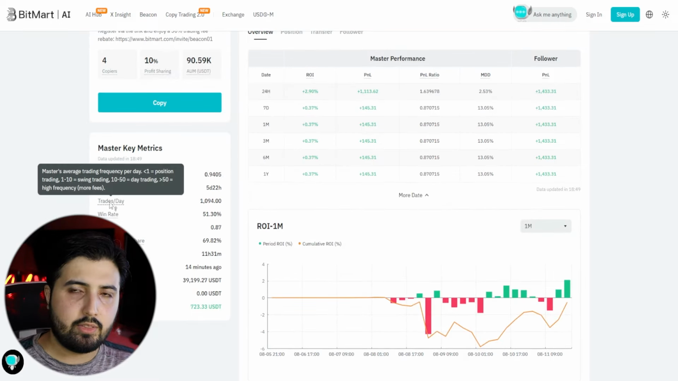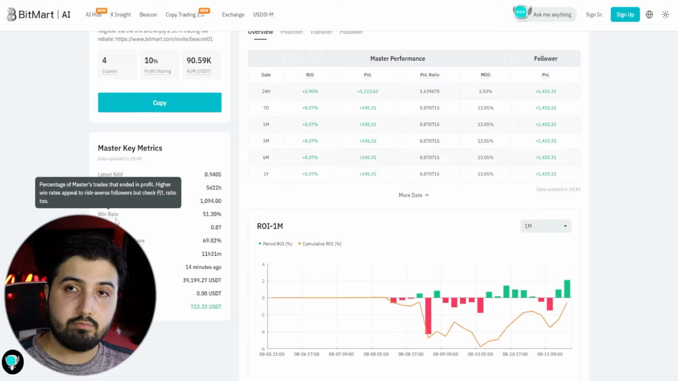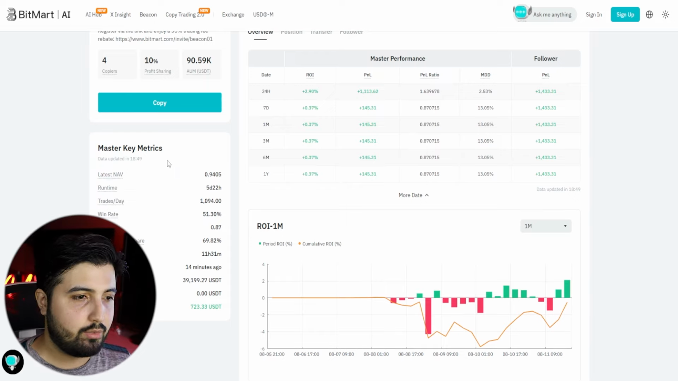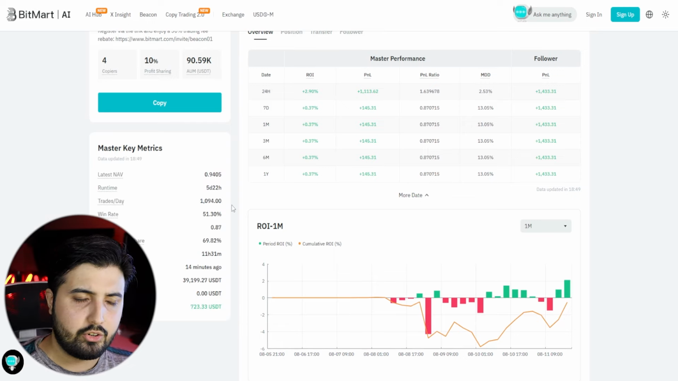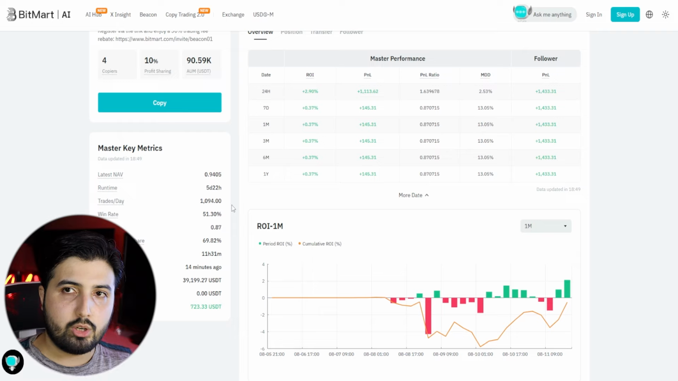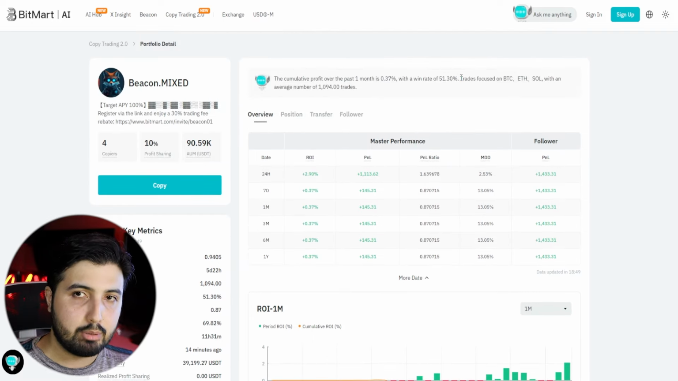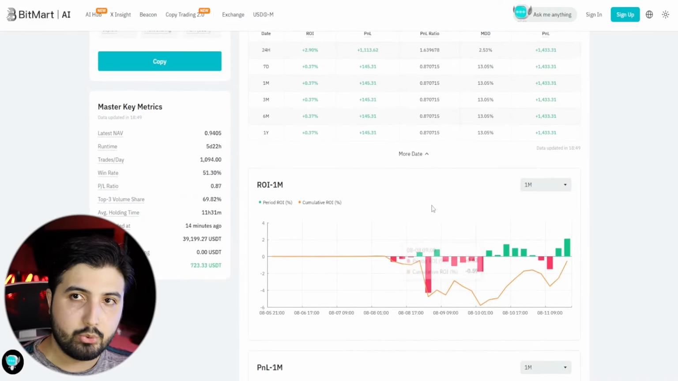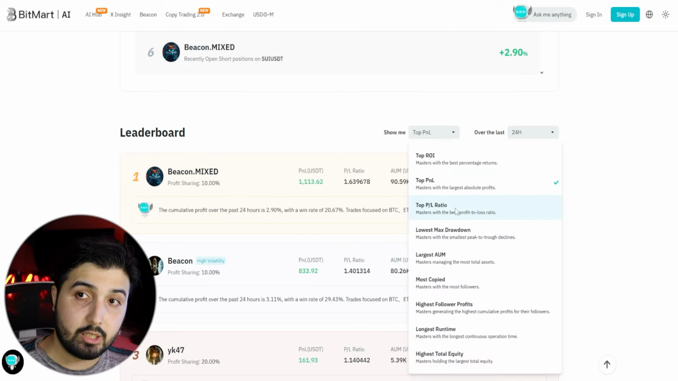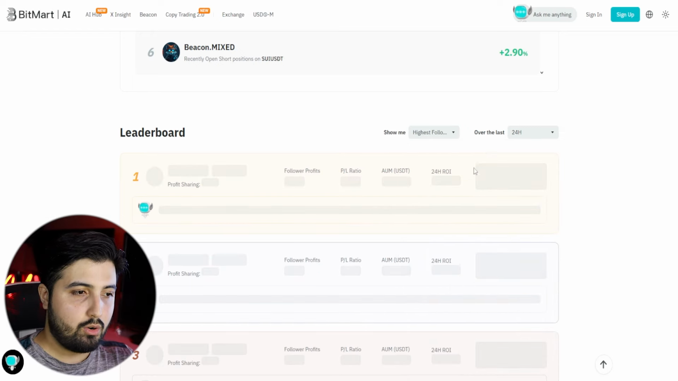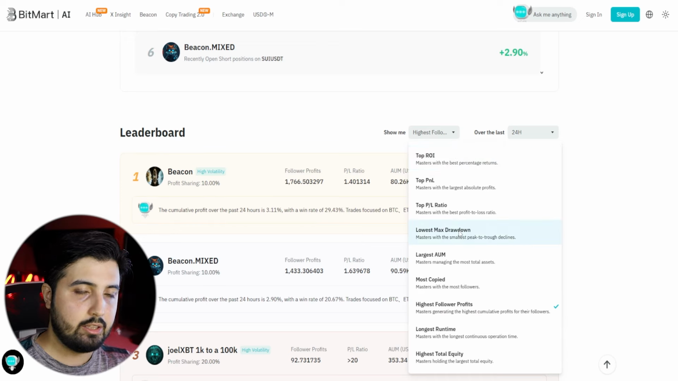And BitMart has built this around transparency. You can see each trader's win rate, their drawdowns, their trading frequency, even which coins that they trade the most. So you get their full historical track record. So you're not going in blind. You can filter their rankings depending on what you care about the most. Maybe you want high yield, maybe you want stability, or you just want to follow the traders that everyone else seems to be copying. So it's all right here in the leaderboard.